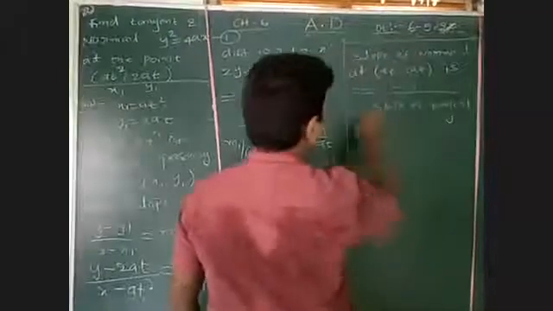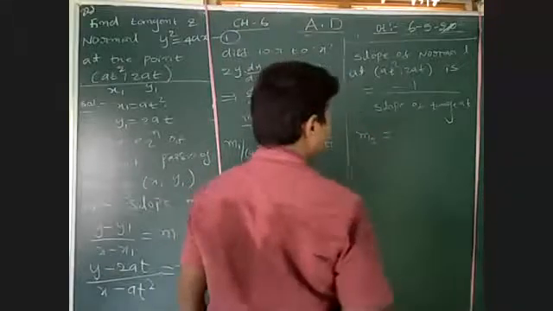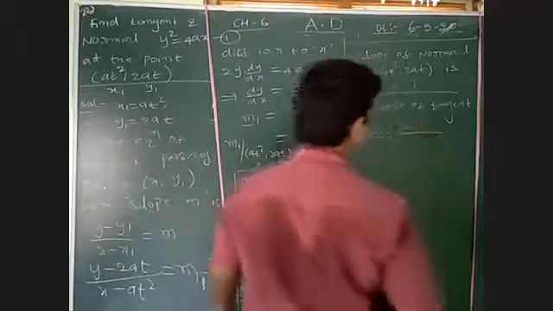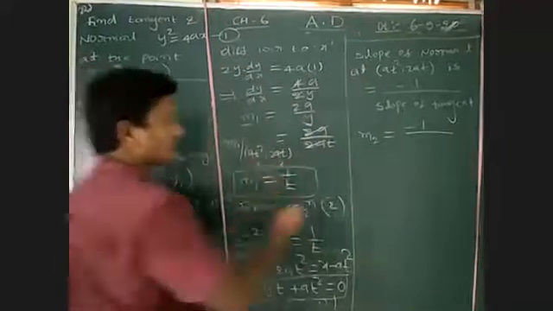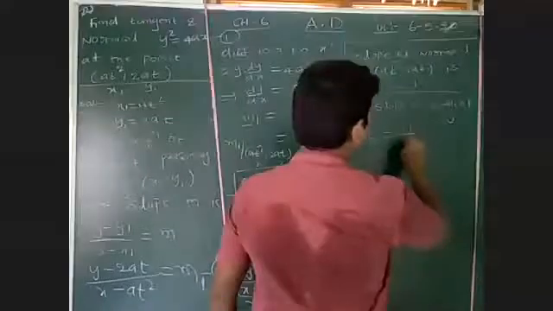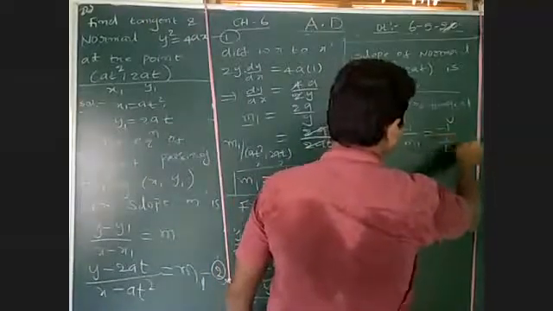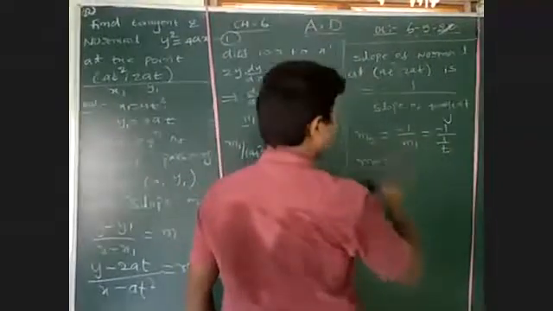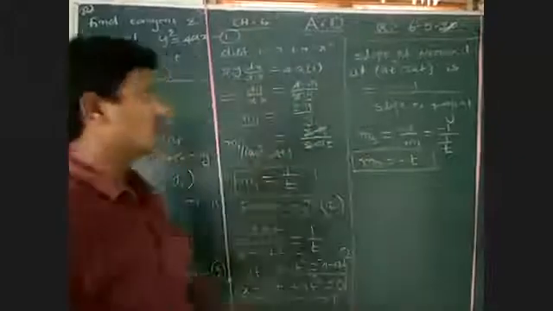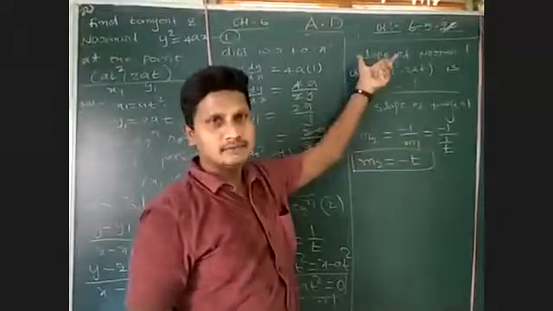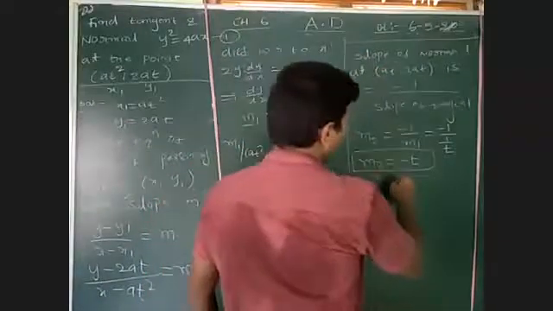Okay. So let us take the slope of normal as m2, then minus 1 by the slope of tangent. The value we got is 1 by t, that is m1. So minus 1 by m1 is equal to minus 1 by 1 by t, that is equal to, finally we got minus t. So we got the slope of normal. After getting the slope, then the equation of normal.